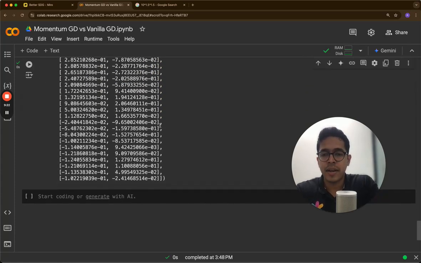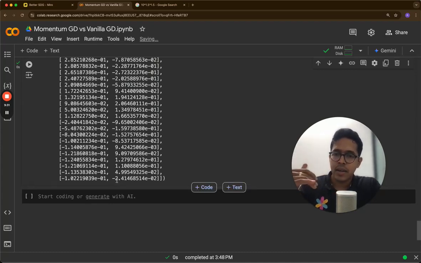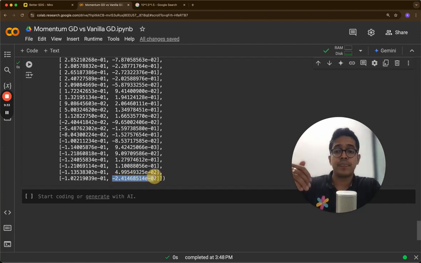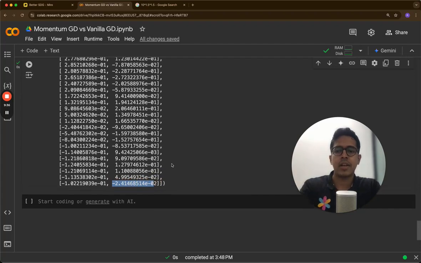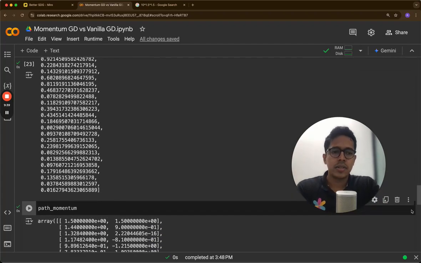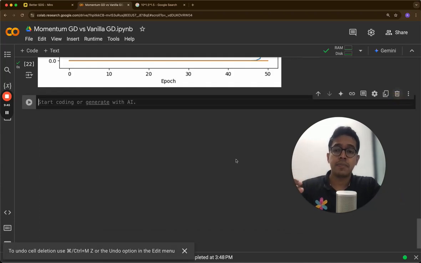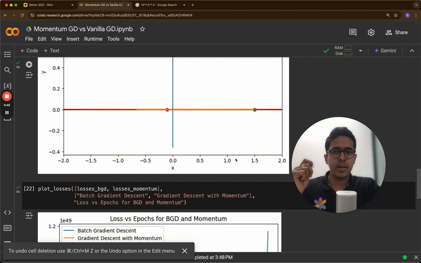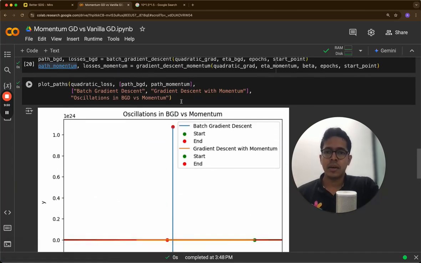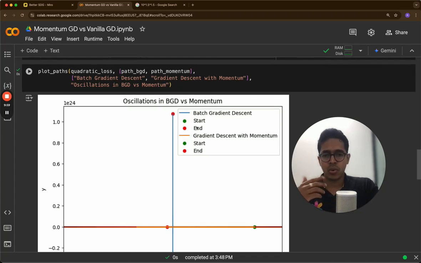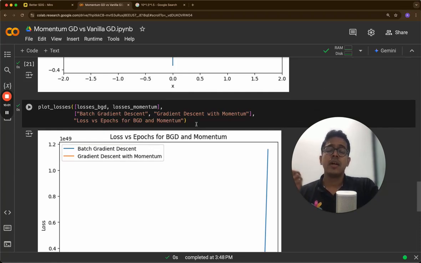1.5 comma 1.5, and final value is close to minus 1 times 10 to the power of minus 1, which is minus 0.1, and this is minus 0.02. So it's very, very close to 0. Both x and y values are very, very close to 0. Very good. So in this case, although the learning rate, number of epochs, everything was exactly the same for both momentum based gradient descent and batch gradient descent or vanilla gradient descent, the vanilla gradient descent, instead of converging, diverged and became an absurdly big number of loss.